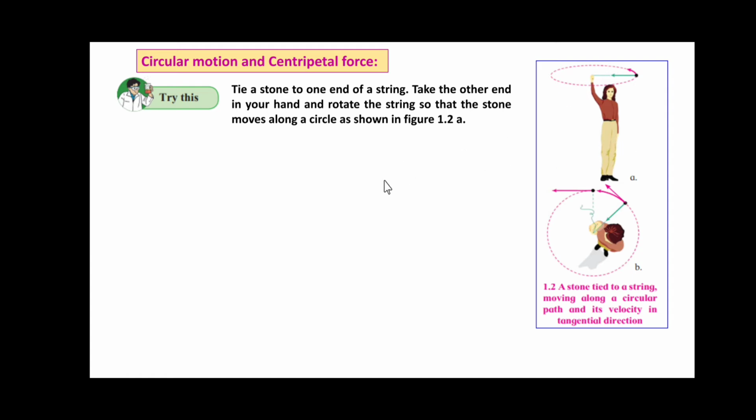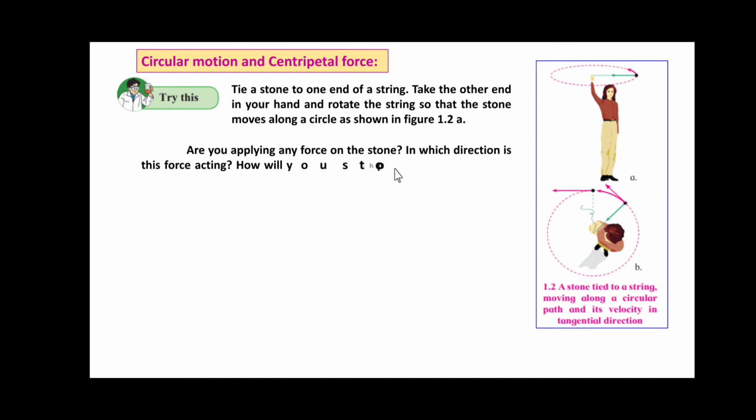1.2a, this figure. Are you applying any force on the stone? In which direction is this force acting? How will you stop this force from acting? What will be the effect on the stone?